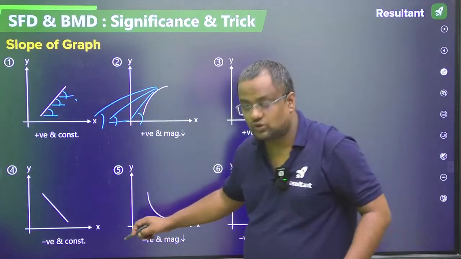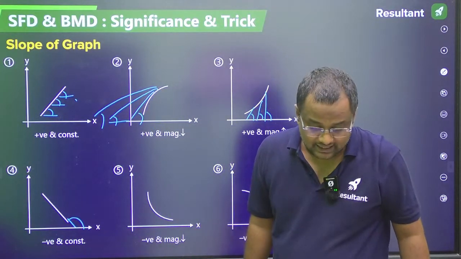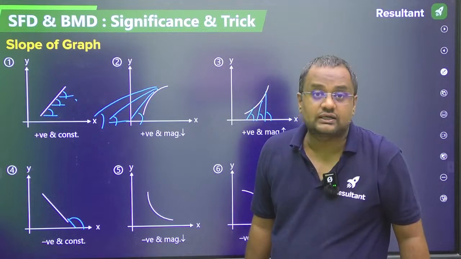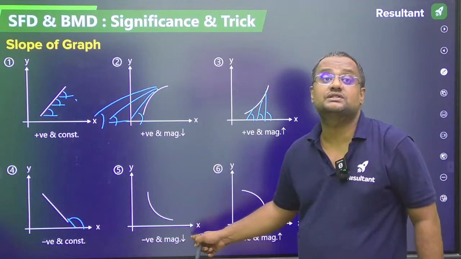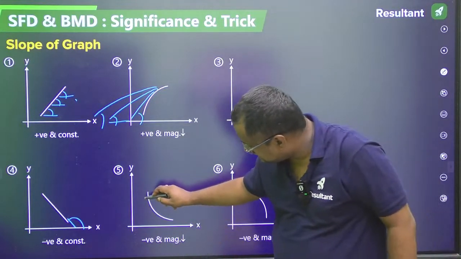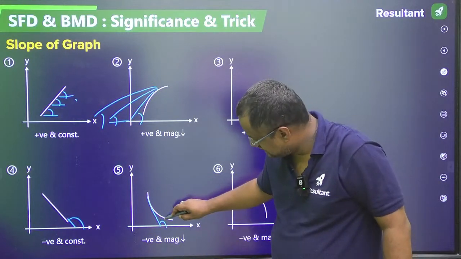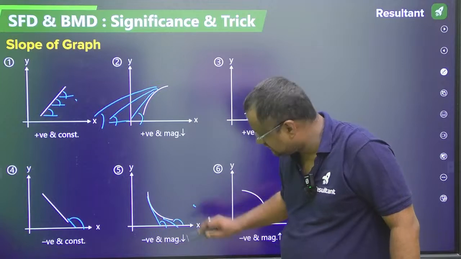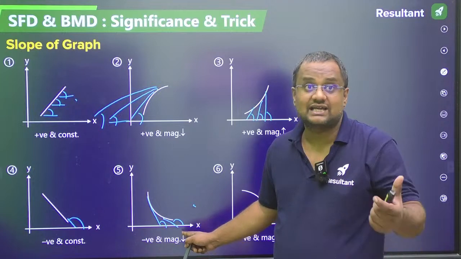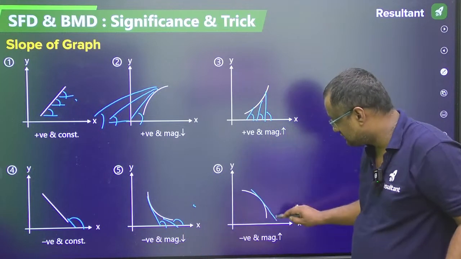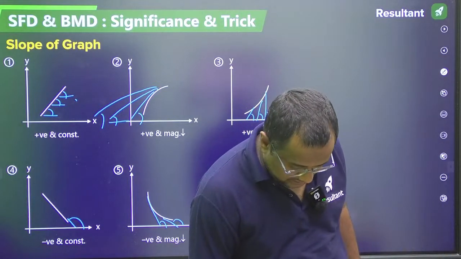Similarly, here the slope is an obtuse angle: tan 120, tan 130, tan 140, all these values are negative, but constant. Similarly here it is negative, and magnitude-wise decreasing. Take the slope here as, suppose, 120 degrees, and here, suppose, 150 degrees. Magnitude-wise it is decreasing, not sign-wise. Similarly, this is a negative slope, and magnitude-wise it will be increasing.